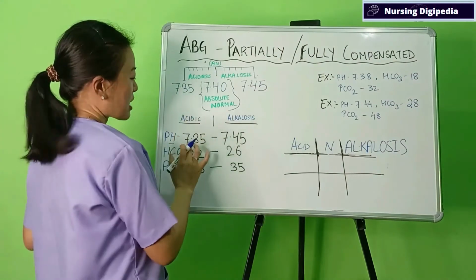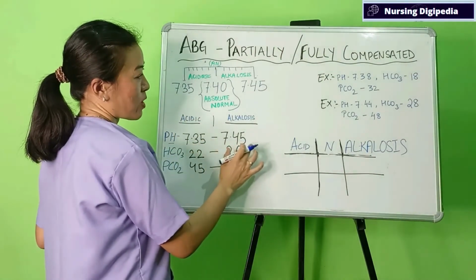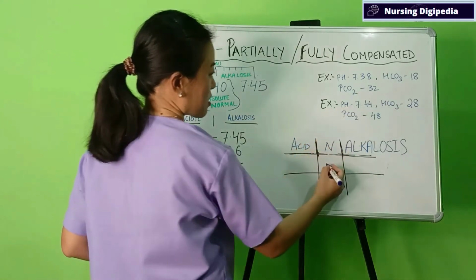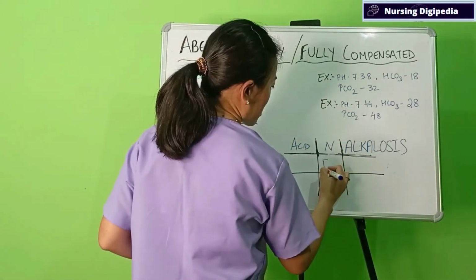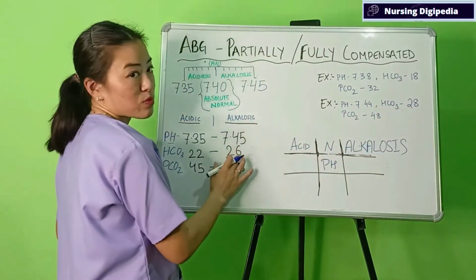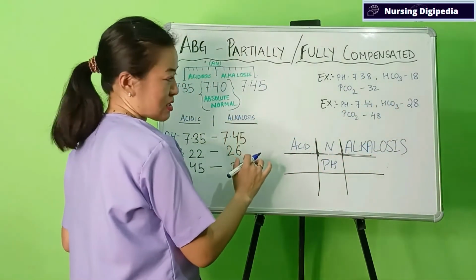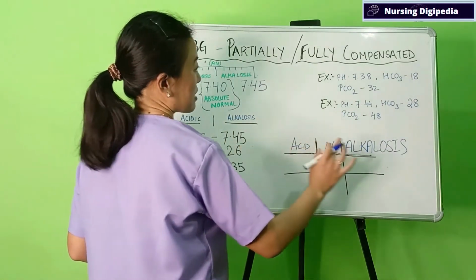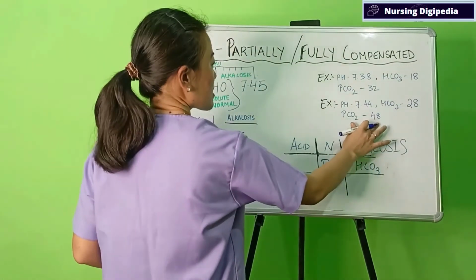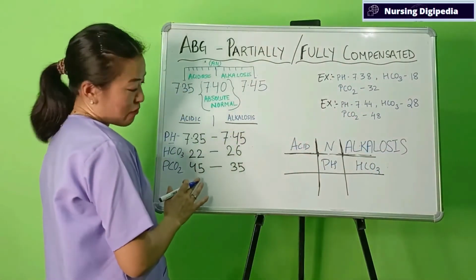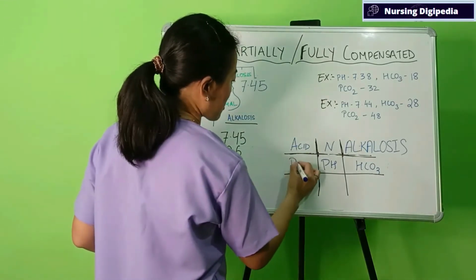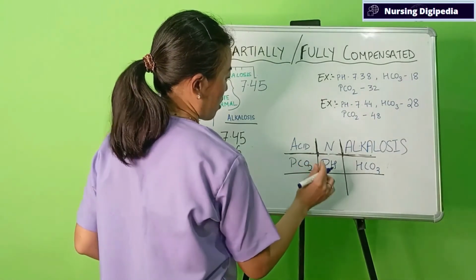Our normal value is 7.35 to 7.45 and it is coming in between this, so we are writing pH in the normal column. We have bicarbonate which is about 26, that means it's on the alkalotic side, so we are writing bicarbonate in the alkalotic column. PCO2 is 48 which is above 45 and it is in the acidotic column, so we are writing PCO2 in the acidotic column.